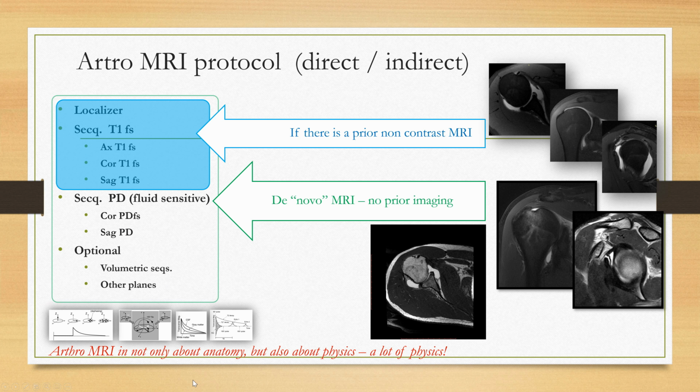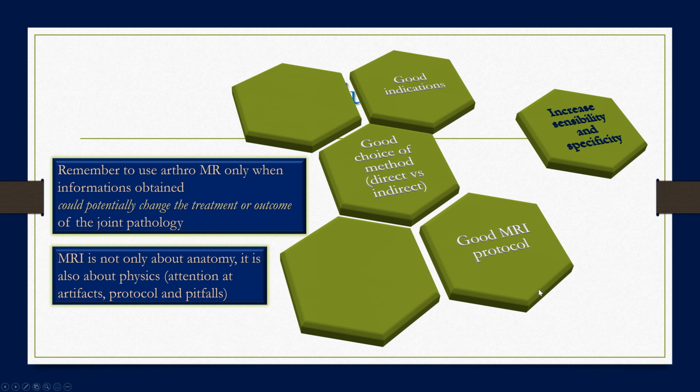Remember that arthro MRI is not only about anatomy. We don't only appreciate the anatomy. It's important, of course, but we also interpret some physics. We interpret signal changes in the tendon, signal changes in the bone, signal changes everywhere. So in the end, please remember to use arthro MRI only when the information obtained can potentially change the treatment or outcome. And remember that MRI is not only about anatomy but also about physics.